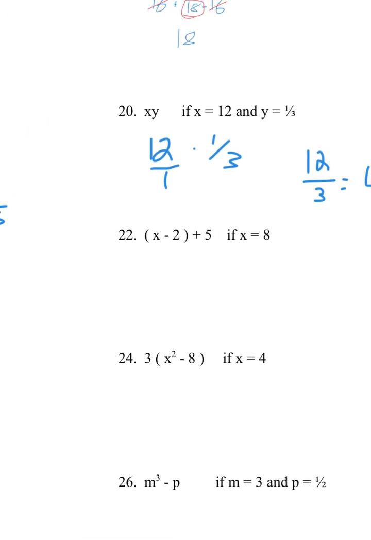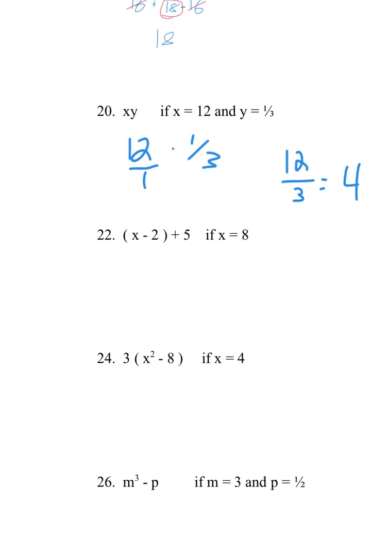Next, looking at 22, we have x equals 8. So we're going to plug 8 in for our x. And we'll do our parentheses first. So 8 minus 2 is going to be 6. And then we have that 5 at the end. So bring that down.